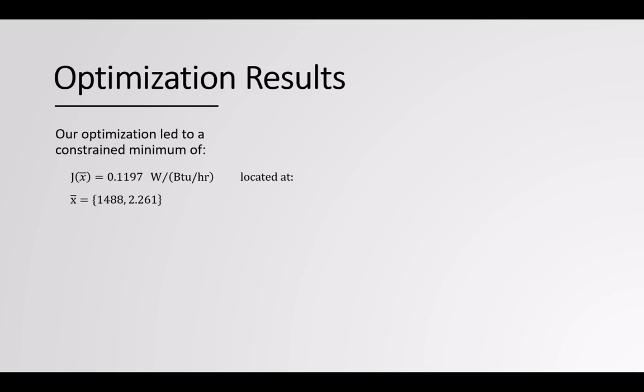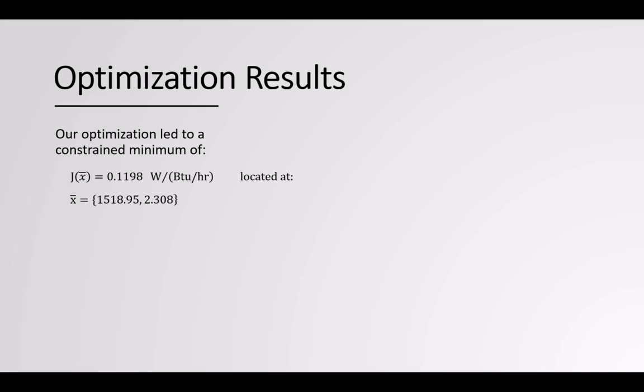By solving our optimization problem, we get a constrained minimum of 0.1197 watts per BTU hour. Technically, that's a lie. Since CFM is a discrete value, I had to re-optimize at the closest two fan settings. Thus, our true minimum is 0.1198 watts per BTU hour at 1,518.95 CFM and 2.308 GPM.